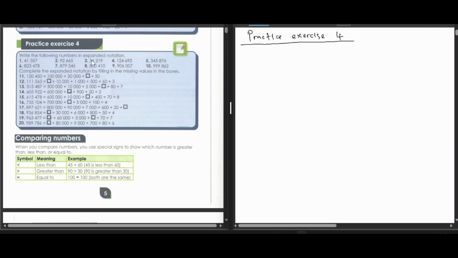So, we want to write the following numbers in expanded notation, starting with number 1, 41,357. So the trick we taught is that we will start by writing 4 to replace the other digits with zeros, meaning we have 40,000 plus 1 to replace also 1,000 plus 300 plus 50 plus 7. That is writing 41,357 in expanded notation.